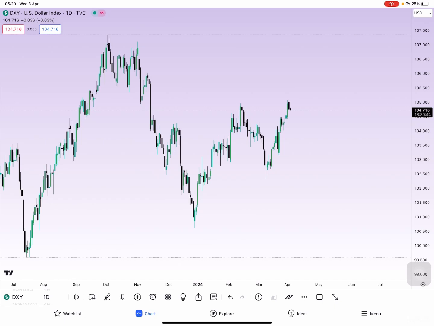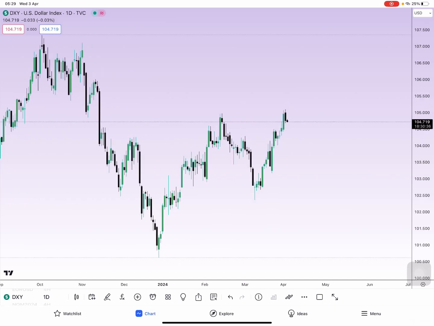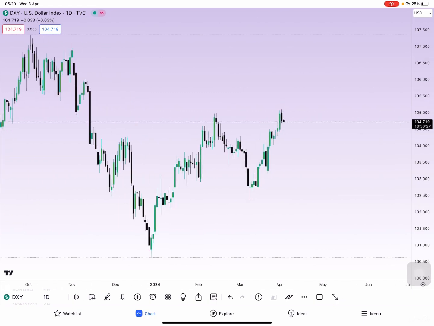Hello everyone, this is the dollar index chart and I'm going to analyze it starting from the daily time frame, which looks bullish to me. I have already posted my analysis here on YouTube on the monthly time frame chart, which was a long-term bias.